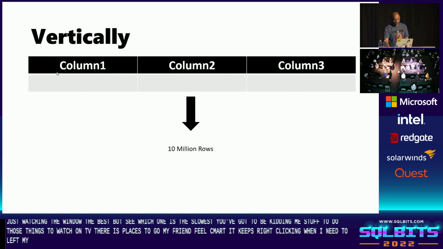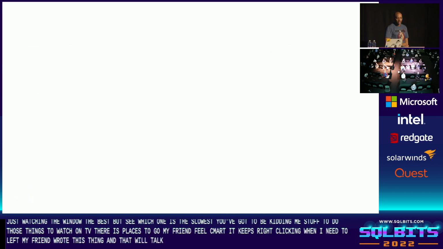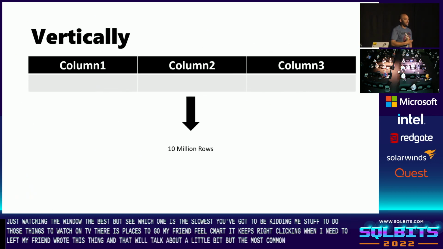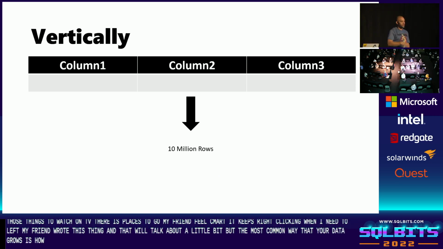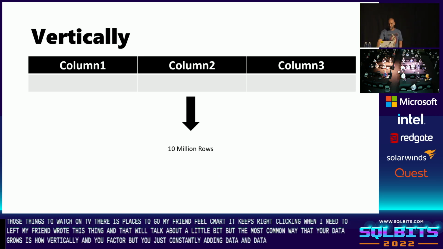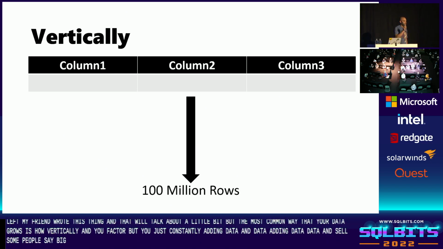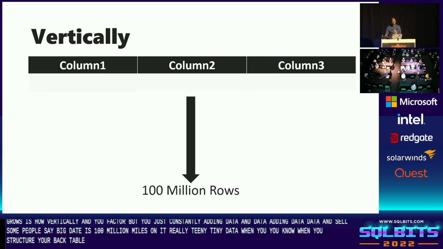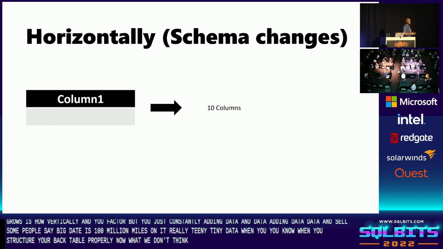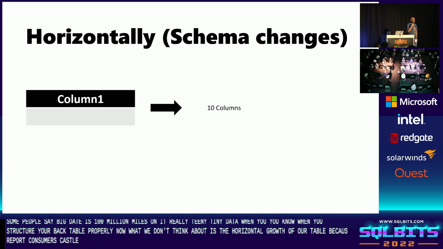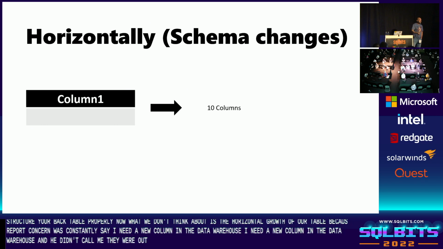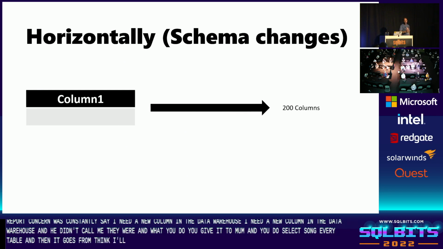The most common way that your data grows is how? Vertically, in your fact table. You're just constantly adding data. Some people will say big data is 100 million rows when that's really teeny tiny data when you structure your fact table properly. Now, what we don't think about is the horizontal growth of our table, because report consumers constantly say, I need a new column in the data warehouse. You give it to them, and then you do a select star on every table, and it goes from 10 columns to 200 columns.